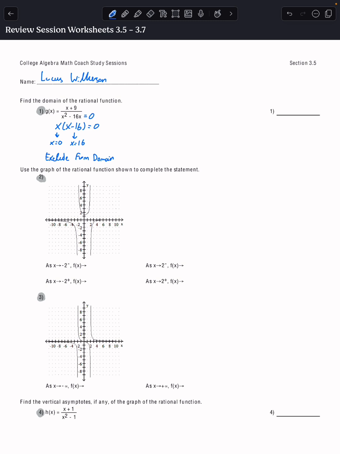So the domain, you could write like this. So for x, all x values that are not 0, and x that are not 16.